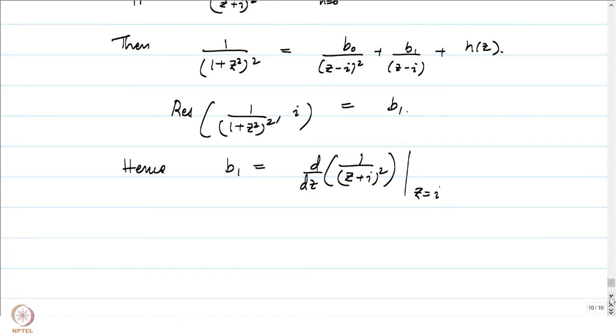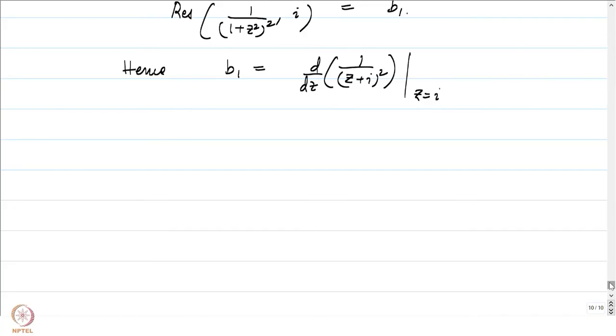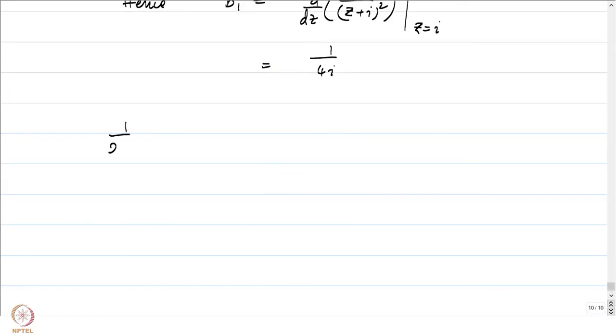The power series expansion is around i. If you sit down and do the computations, this is going to be equal to 1 by 4i. We have, let me write down what we have, 1 by 2 pi i times the integral over C of 1 by (1 plus z square) the whole square dz is equal to 1 by 4i.